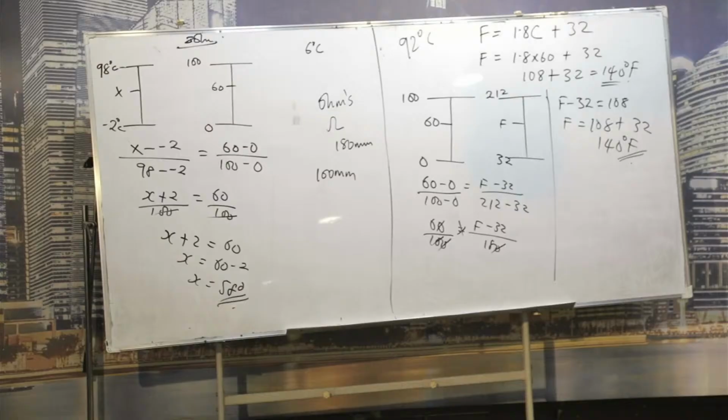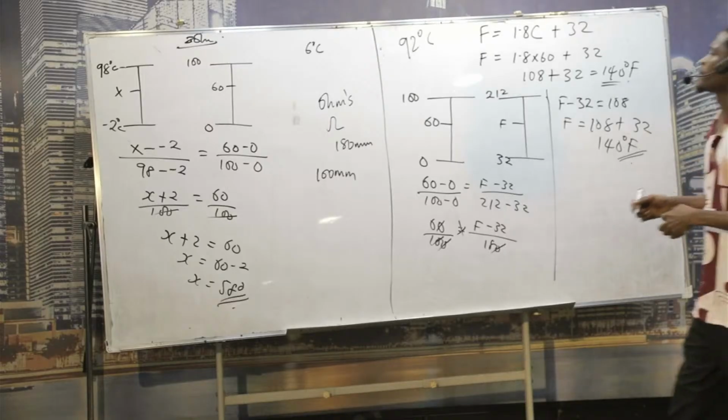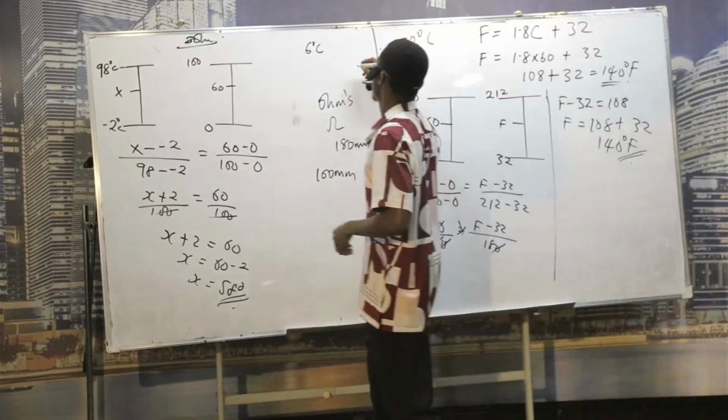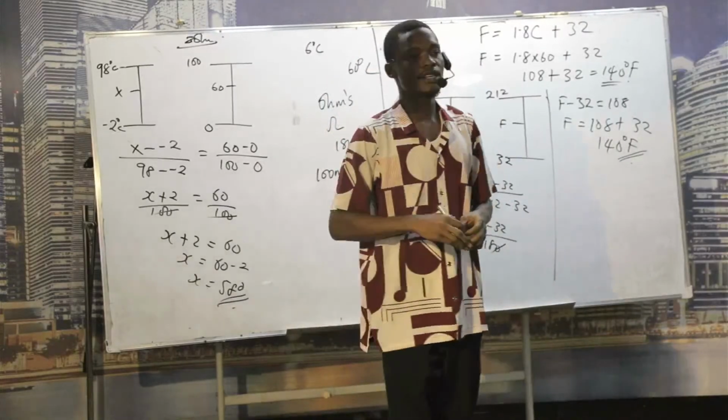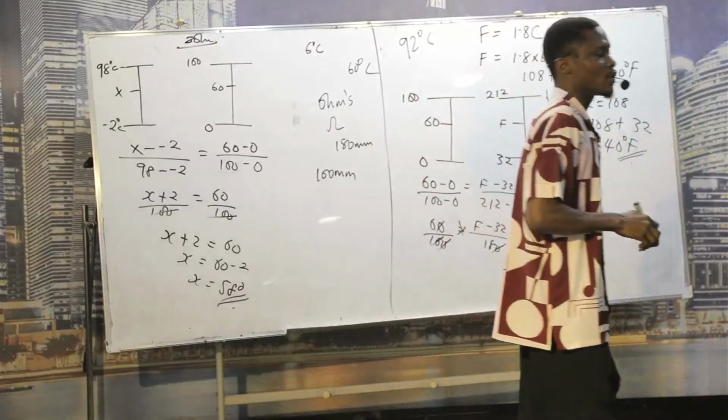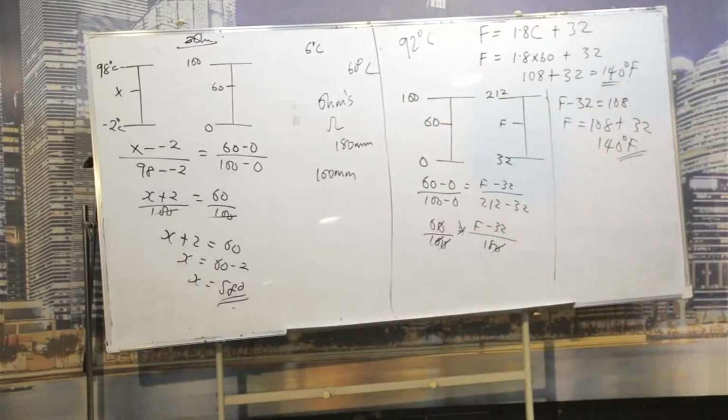Determine the length of mercury at 60 degrees C. Then the last question, number 4.